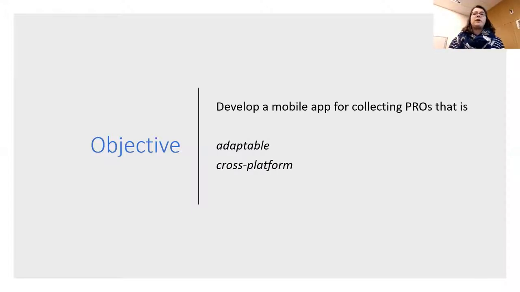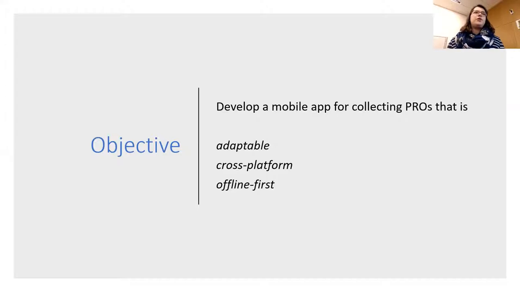The other thing that we'd really like to do is develop an application that is cross-platform. Mobile applications come on Android, iOS, Windows phones, and a difficulty with developing these applications is that we really don't want to develop three different pieces of software. We'd rather develop one and deploy it to all the different operating systems. So that's a core requirement for us.